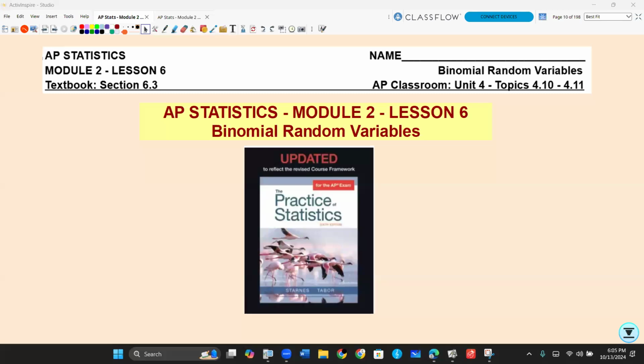This lesson will be found in Module 2, Lesson 6, Binomial Random Variables. In the textbook, you can find it in Section 6.3, and in AP Classroom, you'll find it in Sections 4.10 and 4.11.